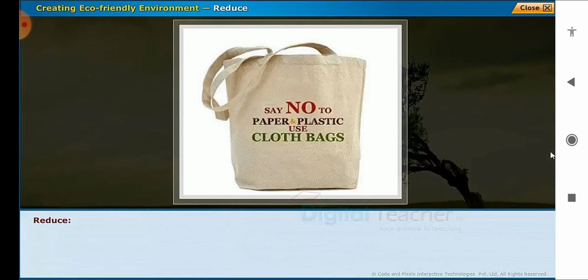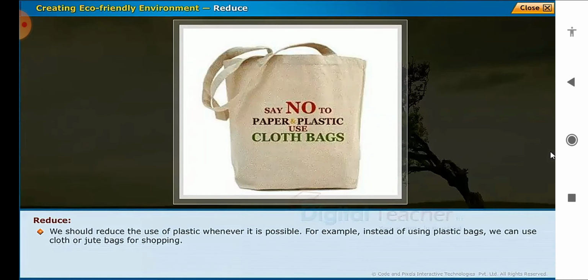Reduce. We should reduce the use of plastic whenever it is possible. For example, instead of using plastic bags, we can use cloth or jute bags for shopping.